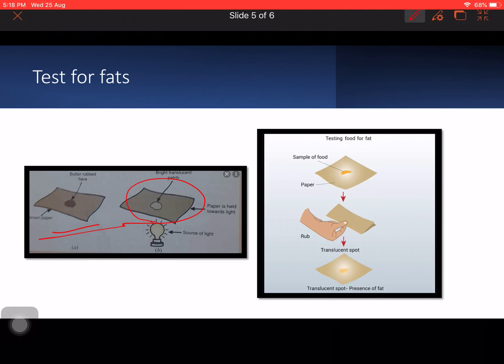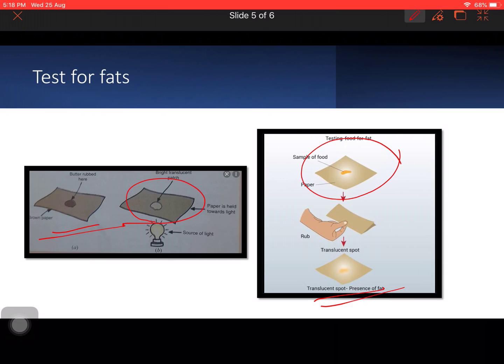This translucent greasy spot which appears on the paper or on the cloth is due to the presence of oil, butter, ghee, mustard seeds. You can also crush mustard seeds, we get oil, right? Coconut also. So same thing here, we can see the testing of fat. A sample of food is crushed here on the paper. Now we are rubbing the paper gradually, and we are holding it on the light to see the presence of the translucent spot. So this test is very easy.